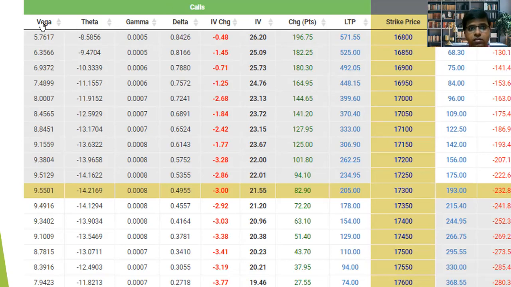You can also see that the other Greeks of the options like theta, gamma, and delta are also mentioned. And as I explained in my previous video, the fifth option Greek, which is rho, which basically denotes the interest rate, doesn't have much impact on the near option expiry contract, so that's why it is not mentioned over here. But you can see the theta, gamma, and delta as well.